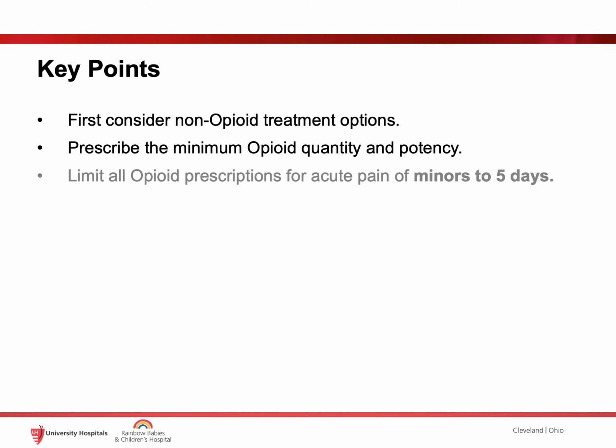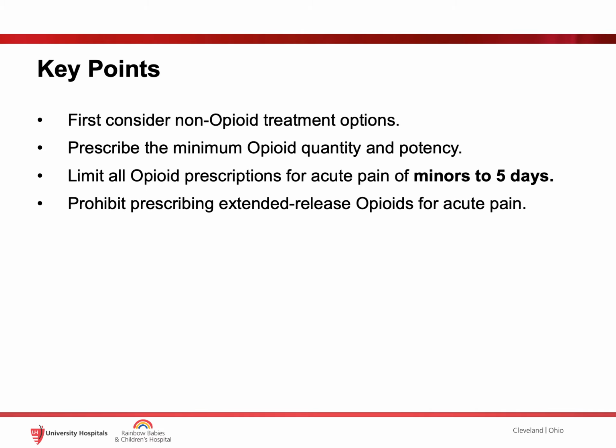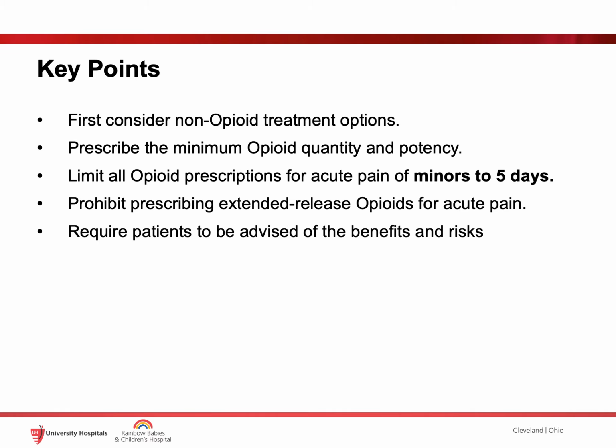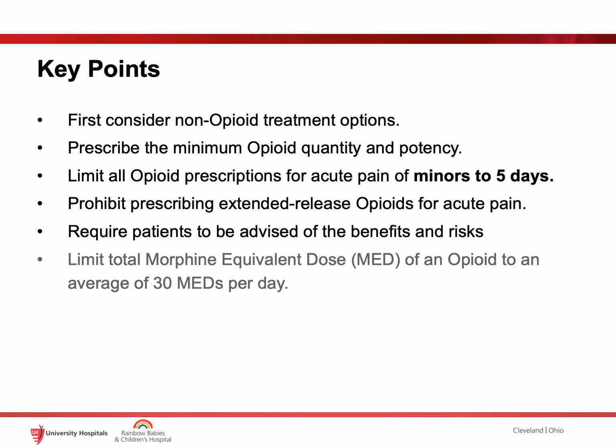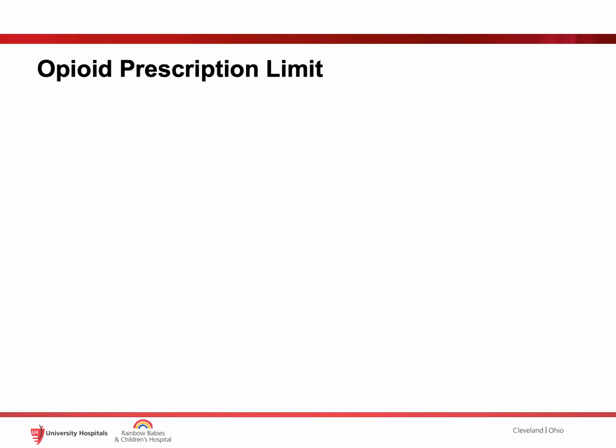You also need to limit all of your opioid prescriptions for acute pain to 5 days for minors and 7 days for adults. It prohibits prescribing extended release opioids for acute pain. It requires patients to be advised of the benefits and risks of opioids. And it limits the total morphine equivalent dose of an opioid to an average of 30 MED per day.